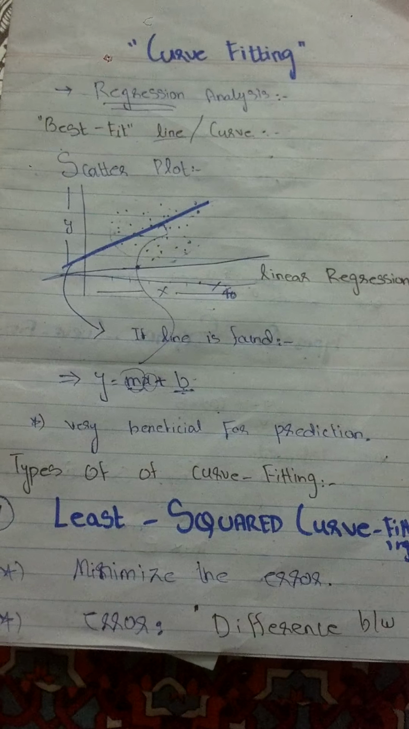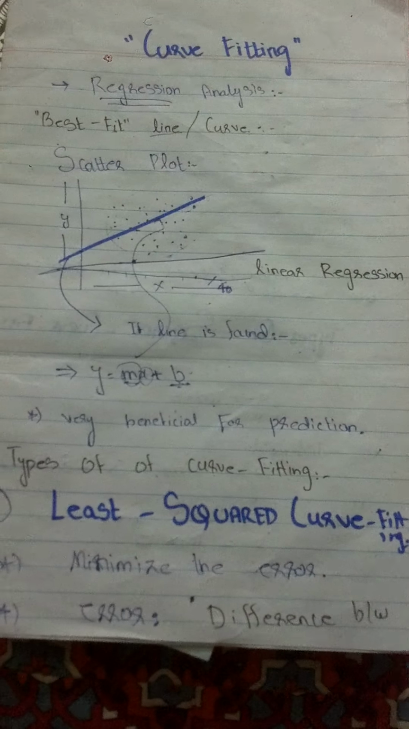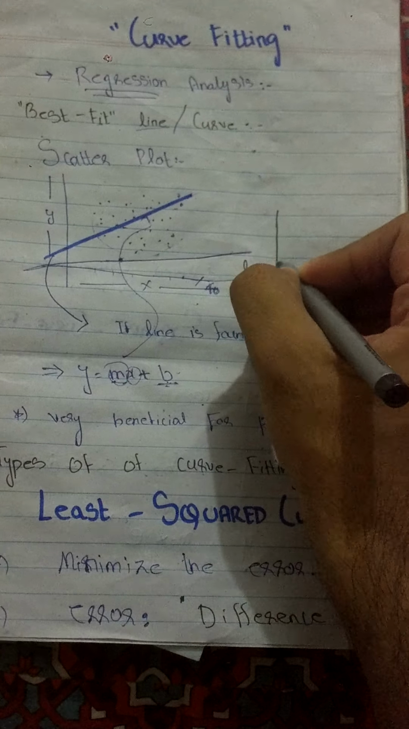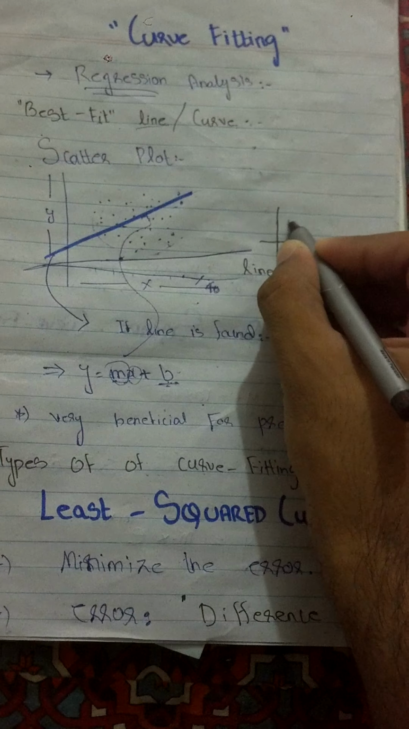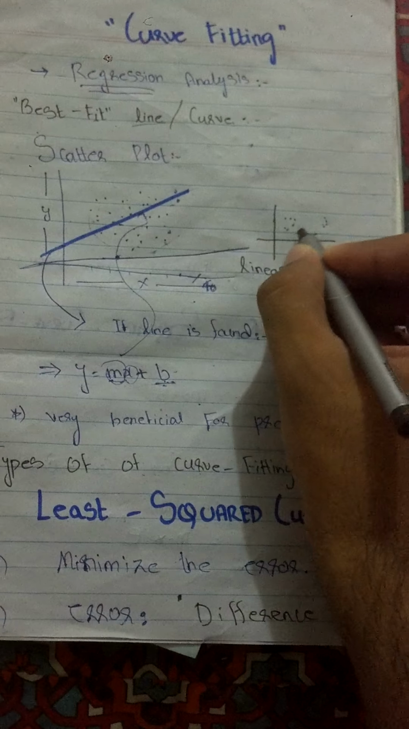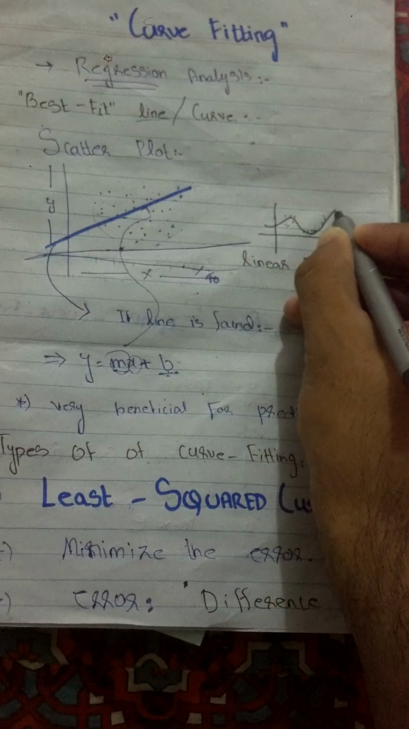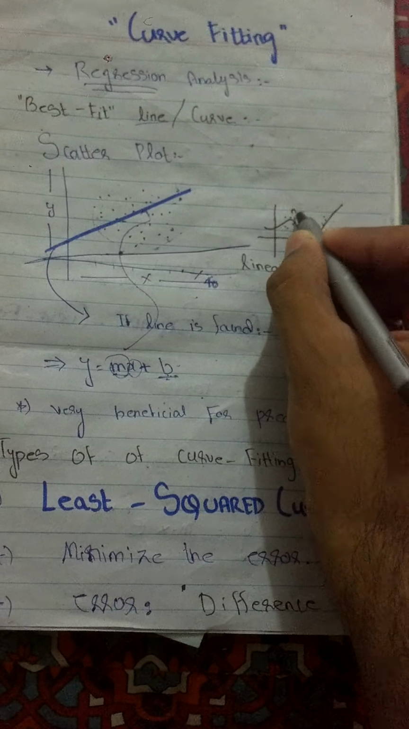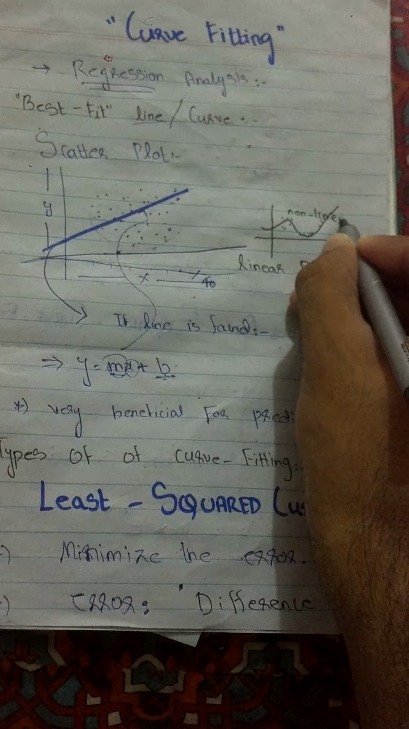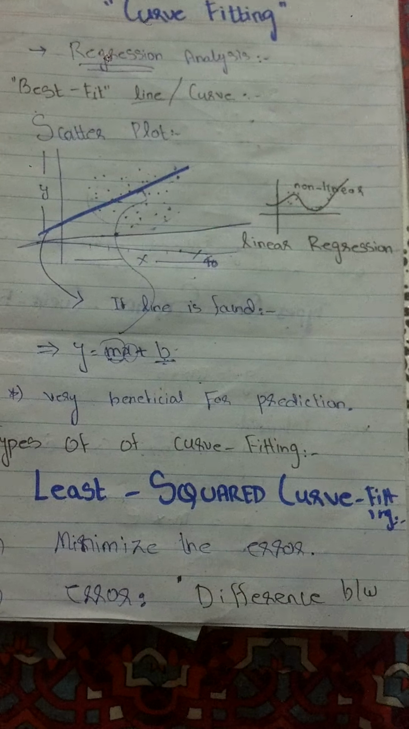So if we say that it is a best fit curve, there will be a curve something like this, which is non-linear. And capturing all the points, it's considered a best curve.